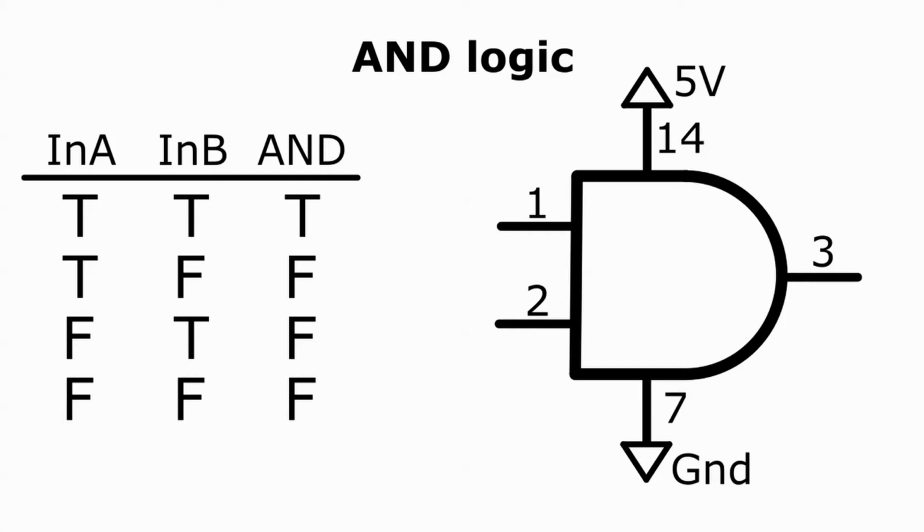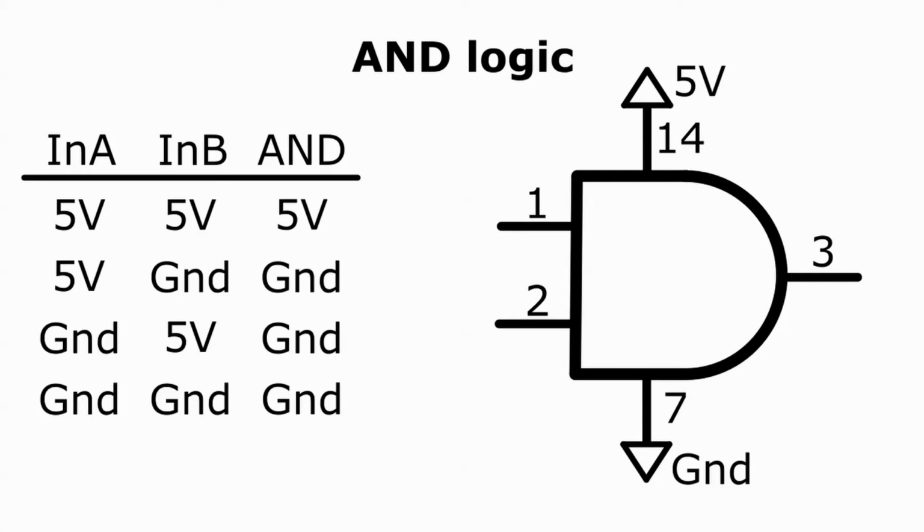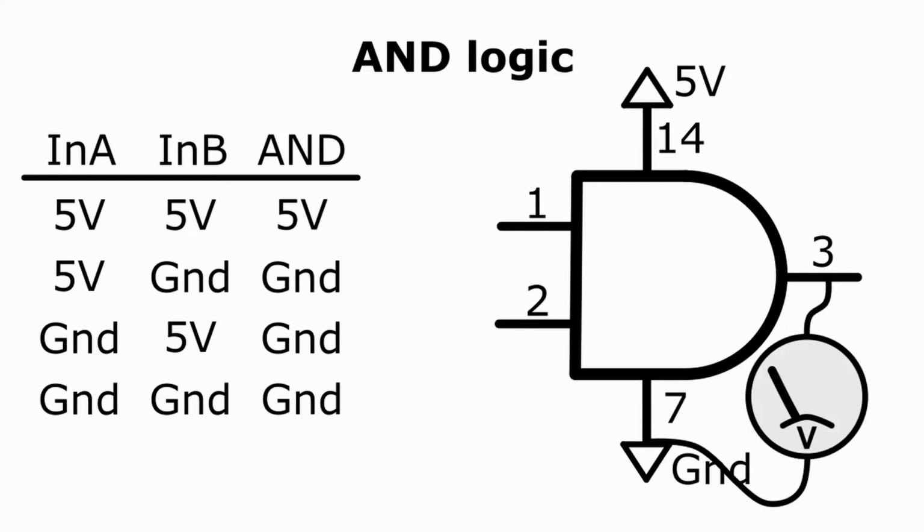0 volts represents false. The positive voltage, 5 volts in this case, represents true. For this circuit, we would revise the truth table as follows, putting in 5 volts for true entries and ground for false entries. The truth table now represents real voltages. Suppose we connect a voltmeter between the output pin and ground. When the AND output is true, the voltmeter will read 5 volts. When the AND output is false, the voltmeter will read 0.